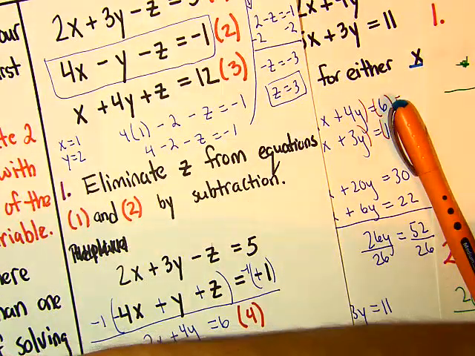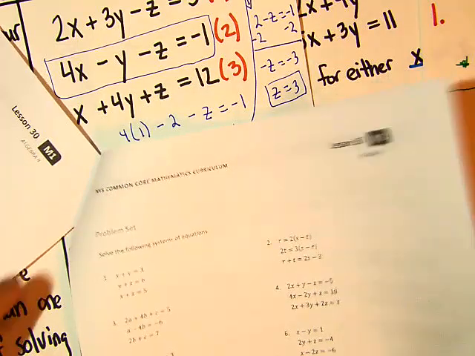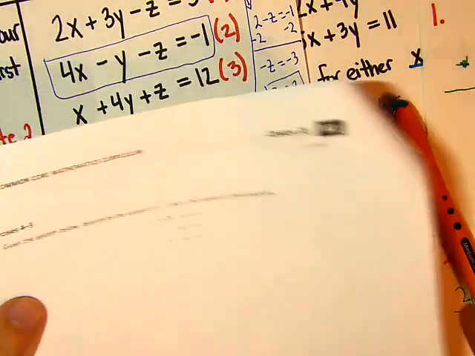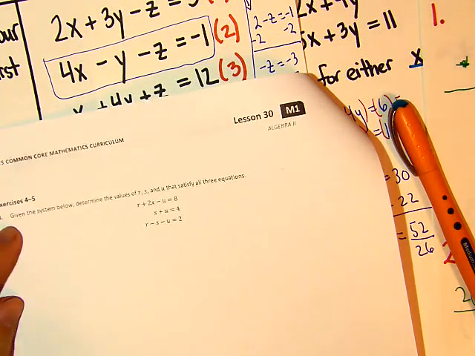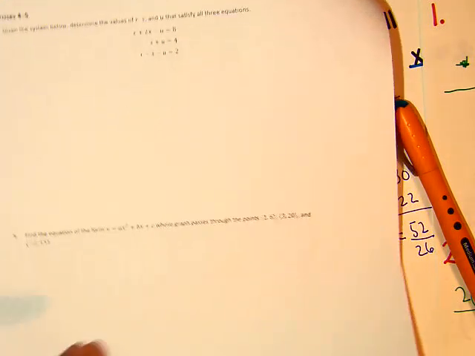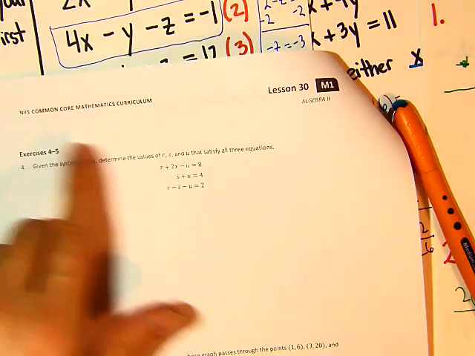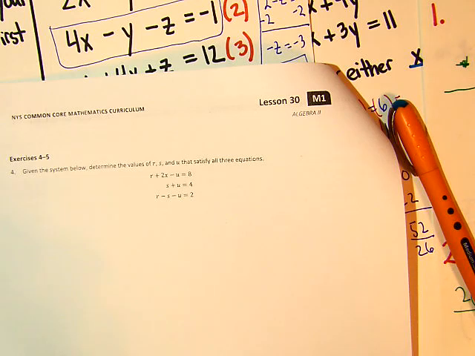What I'd like you to do is, try and do this question over here, question 4, and forget this question. Just try and do question 4 by yourself, and then we'll go over it. Okay, we're done.